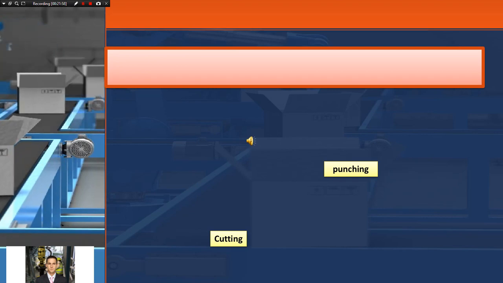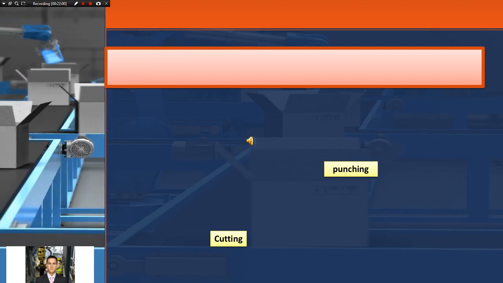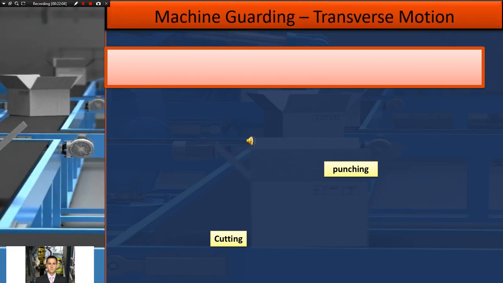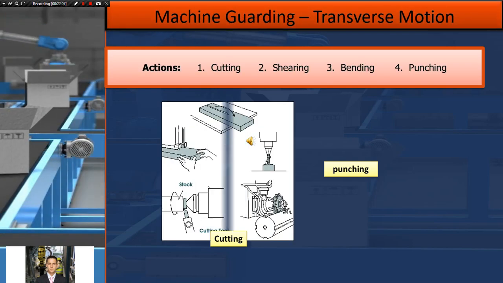Machine guarding, transverse motion. Actions: one, cutting; two, shearing; three, bending; four, punching.